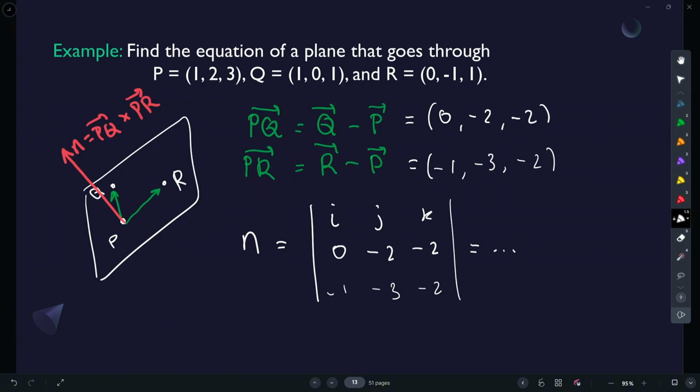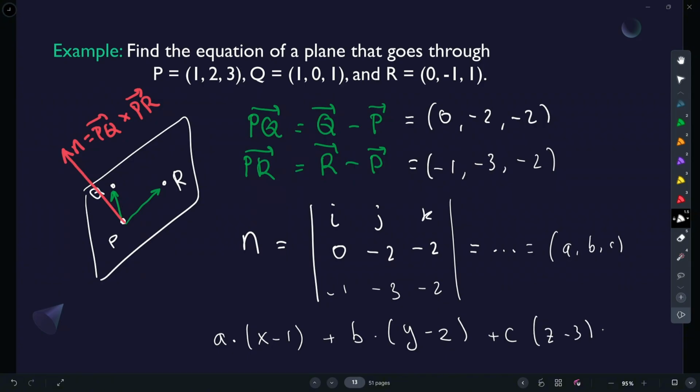Right, so once you have that, this is going to be some vector ABC, and then you're going to write A times X minus the P coordinate, and so on, using the coordinates of the point P, for example. And that is going to be the equation for the plane we're looking for.